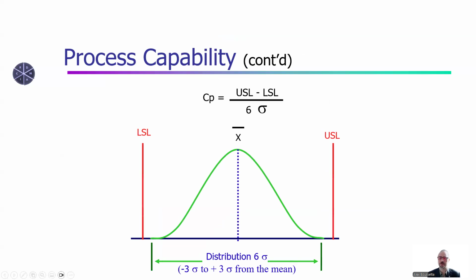Cp is a measure of the potential capability. So we're not really looking at whether we are meeting the specification, but at our potential. How much variation do we have, and do we have a variation problem or not? So the higher the Cp, the better it is, meaning our distribution is very narrow.